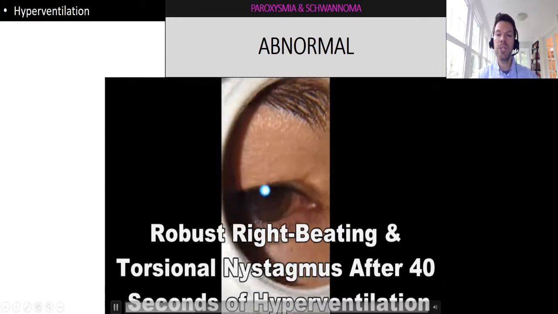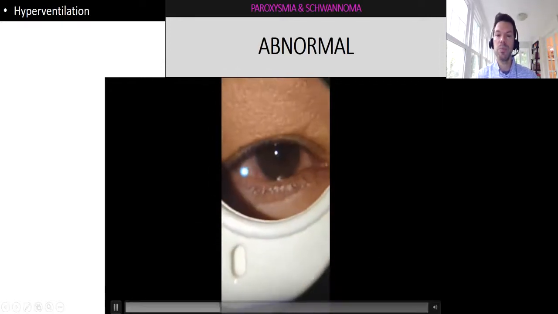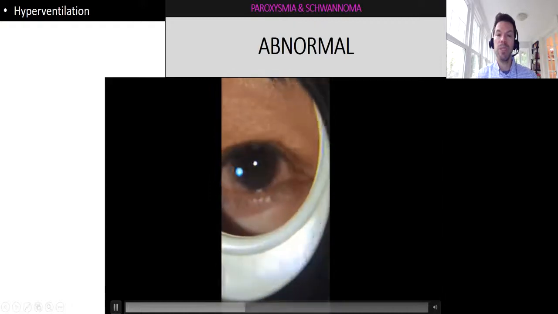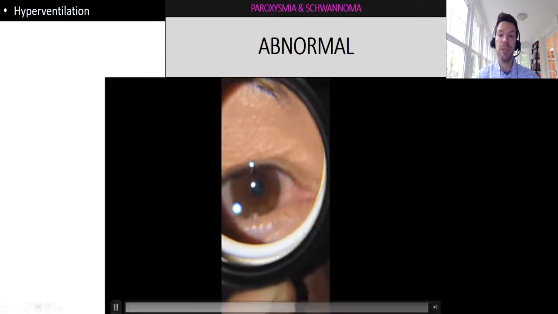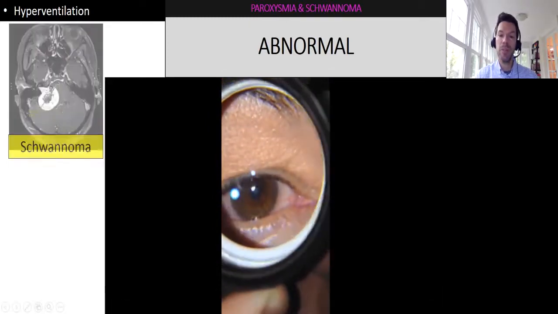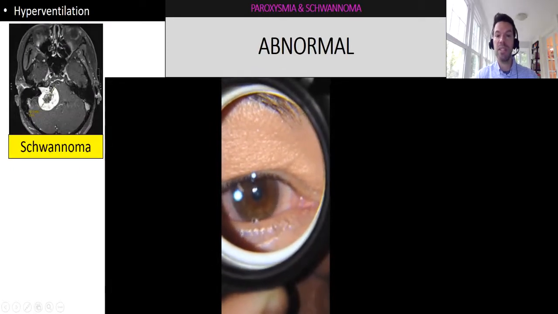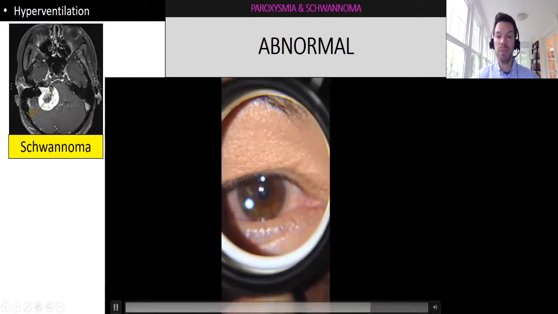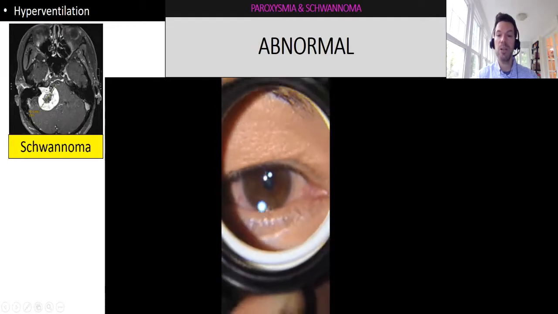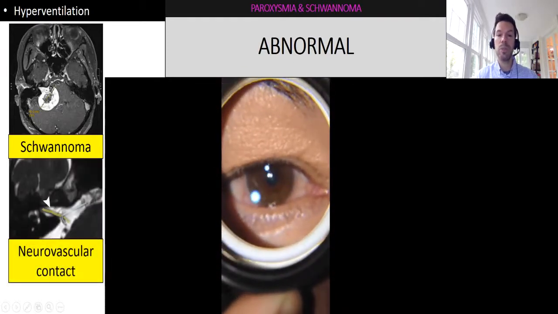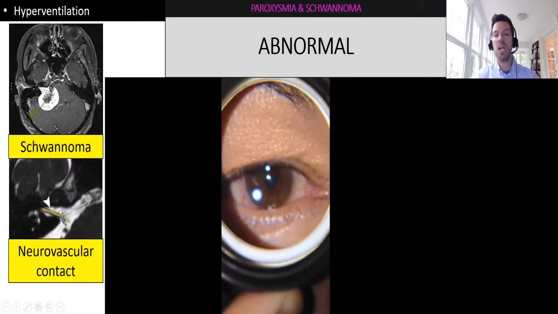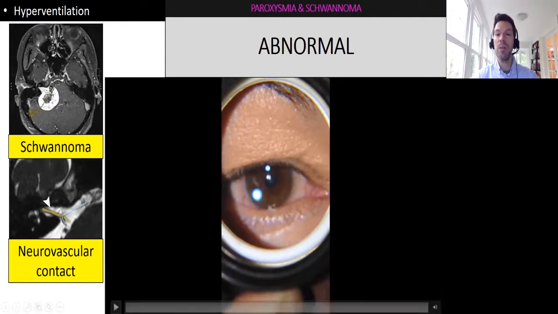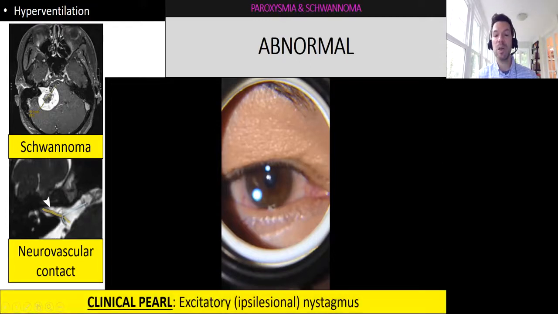and vestibular paroxysmia. This patient, after 40 seconds, has right-beating torsional nystagmus that's provoked by the hyperventilation. It's beating towards the right ear. This patient, in fact, did have a vestibular schwannoma. There were a couple of months of imbalance and right-sided hearing loss. The other condition to consider when there's significant hyperventilation-induced nystagmus is, could there be neurovascular contact involving the eighth cranial nerve, something that we call vestibular paroxysmia? So hyperventilation is a good test to know about.